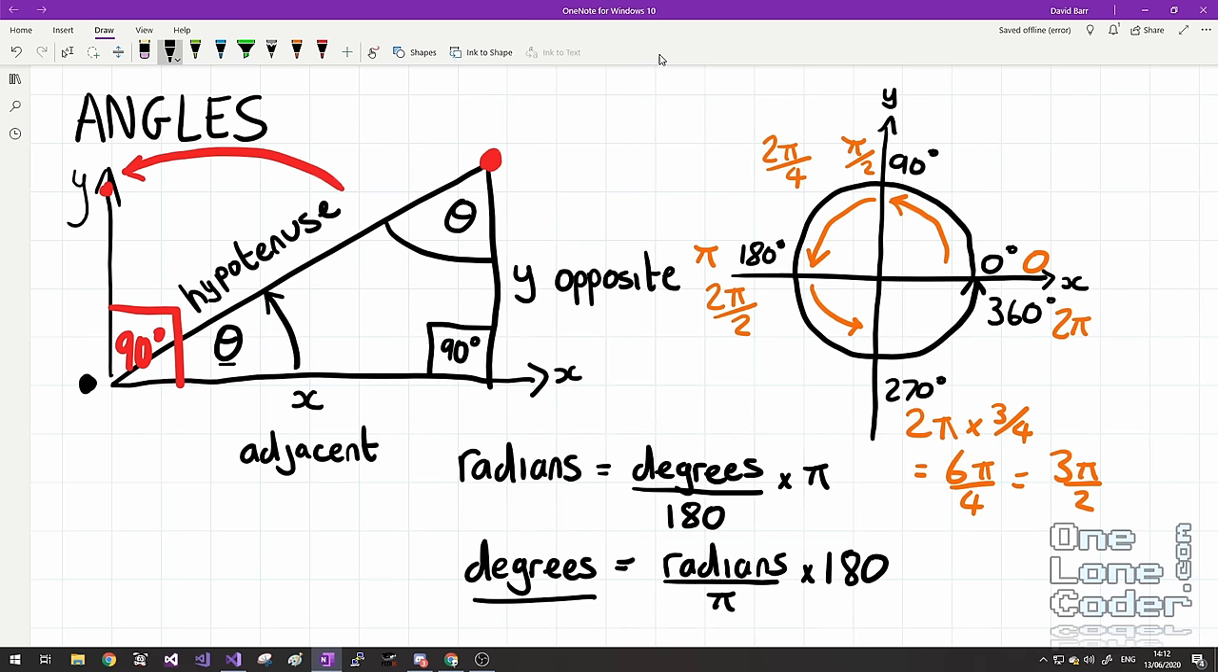As humans, we like to think in terms of degrees. But the functions in our computer programs, they like to think in terms of radians. With a bit of practice and experience, eventually humans start to think in radians too. But I wanted to highlight this in case you start using some of the trigonometric functions and you're not quite getting the results you expect.